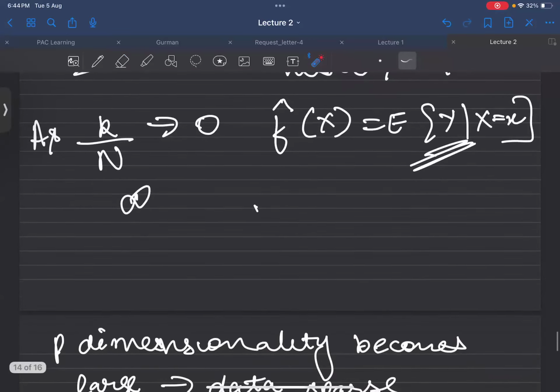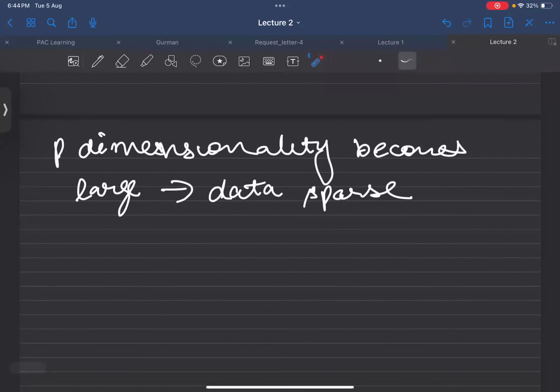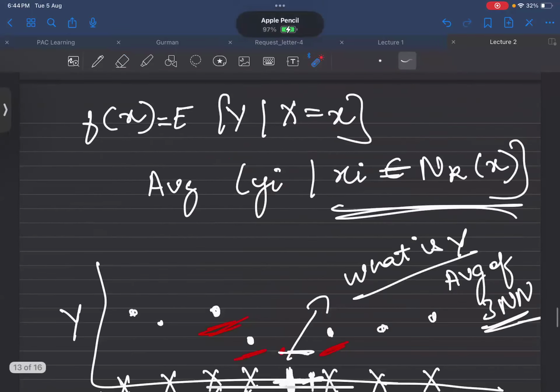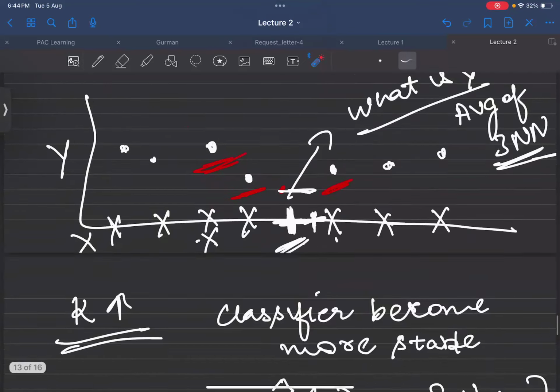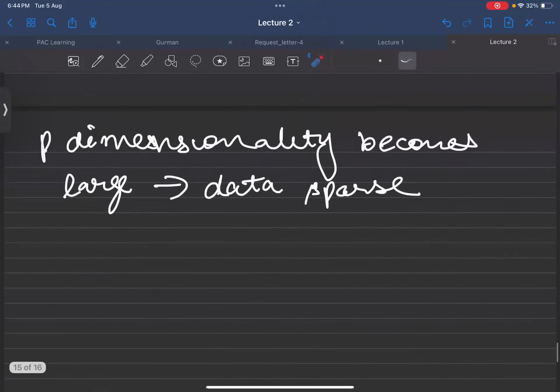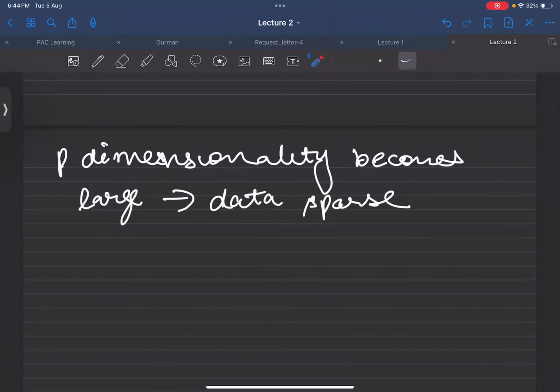Ma'am, can you please explain again what will happen if the number of Ks is increased? If k and n are increased, then it will become more stable, and the predicted output will become equal to the actual output. But what I am saying is it's difficult to increase so much of n or so much of k. The other problem is if p, the dimensionality, becomes large. P dimensionality means the features of the data points become large.